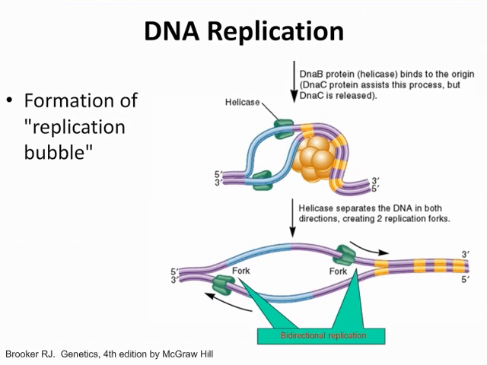So after DnaA binds to the DnaA boxes, DnaB proteins, which is helicase, can bind to the origin and begin separating the DNA in both directions. So that creates two replication forks, and DnaC is just a protein that assists with this process, but is released later on.